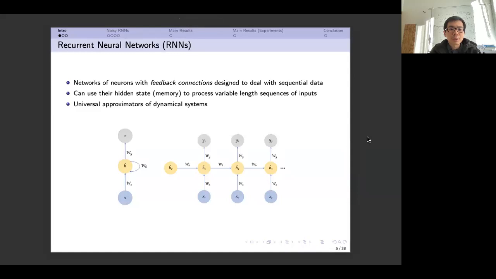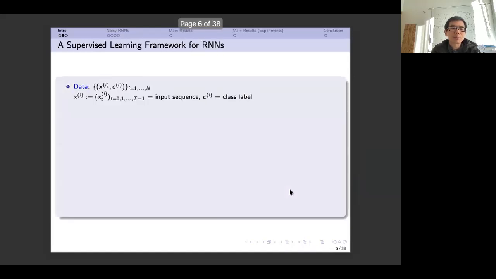At the level of schematic, the networks take at each time step an input X, feed it to a hidden state of the network H, which then produces an output Y. The network itself can be unrolled in the following fashion.